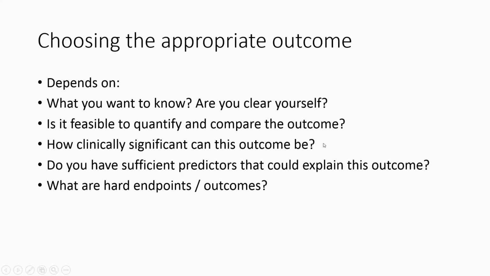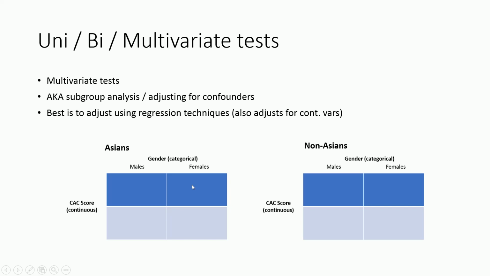Now, the last point is about the hard endpoints or outcomes. And this is one of the most important points, in my opinion, that you should be looking for. Now, what is a hard endpoint? A hard endpoint is something which actually matters in the research projects that you're running, which can be mortality or morbidity markers of a given patient.